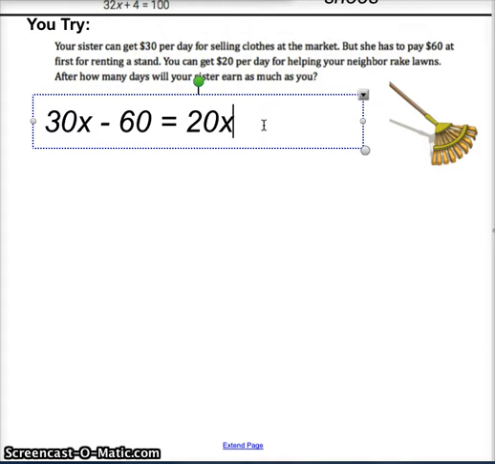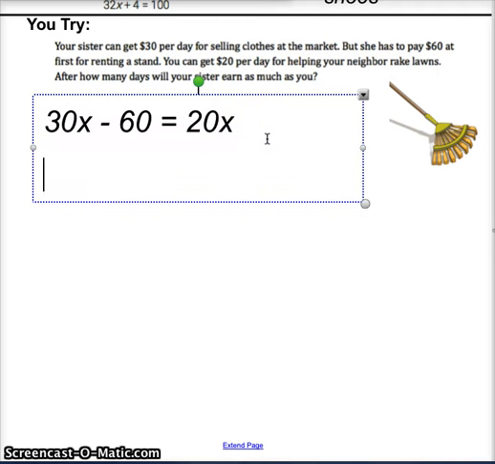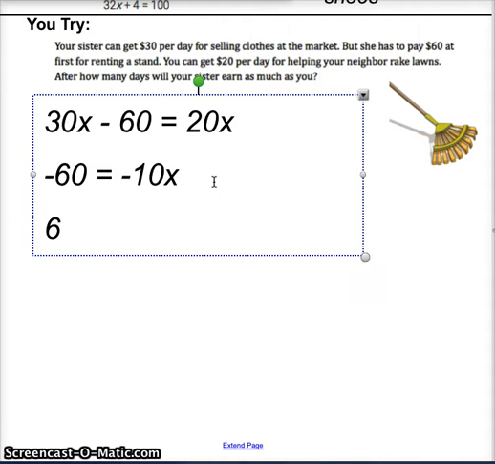Now remember, we want to bring our variables to one side, so I'm going to subtract 30x from this side to bring it over and do the same thing on this side. So 30x minus 30x cancels out, and then 20x minus 30x, so I get negative 60 equals negative 10x, because 20x minus 30x is negative 10x. Now I can divide by negative 10 on both sides to get x by itself. Negative 10 divided by negative 10 cancels out, and negative 60 divided by negative 10 is positive 6.